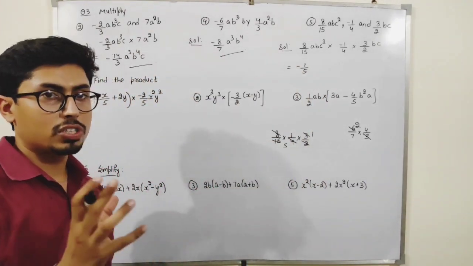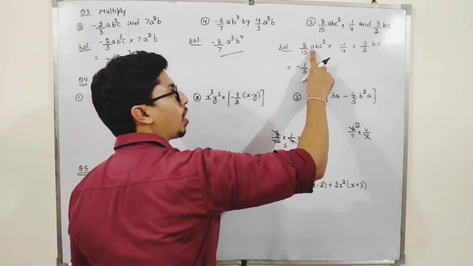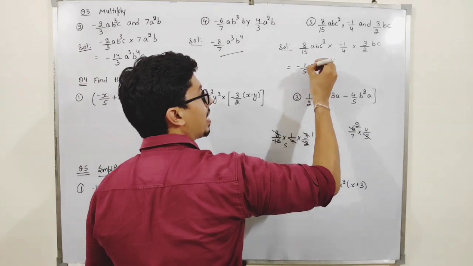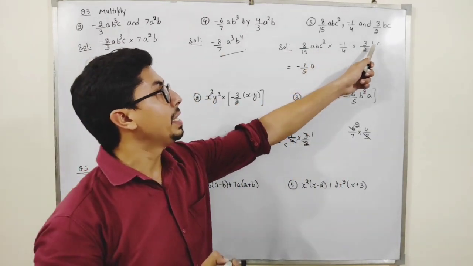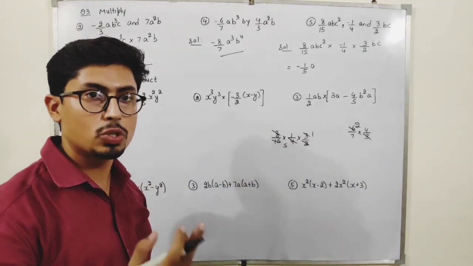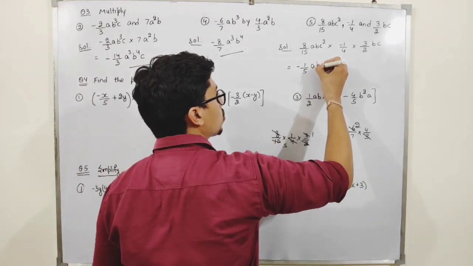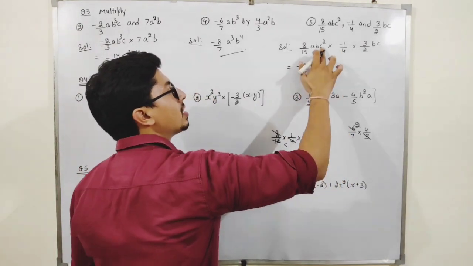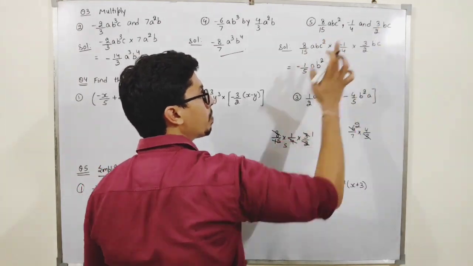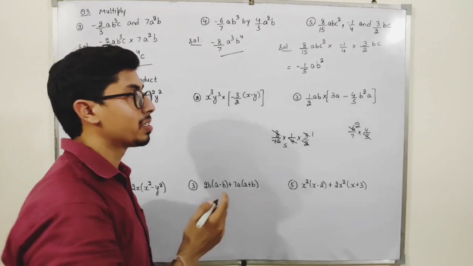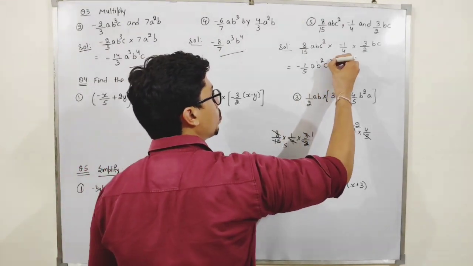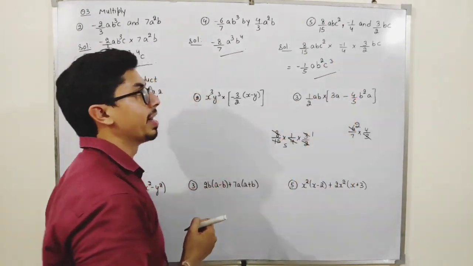Okay. Now just take the variables. See, A is alone. So I can just write it like A as it is. B into B is B square. So it will be B square. C raised to the power 2, C raised to the power 1. Multiplication is there. So just add the powers. So it will be C cube. So this is our required answer.